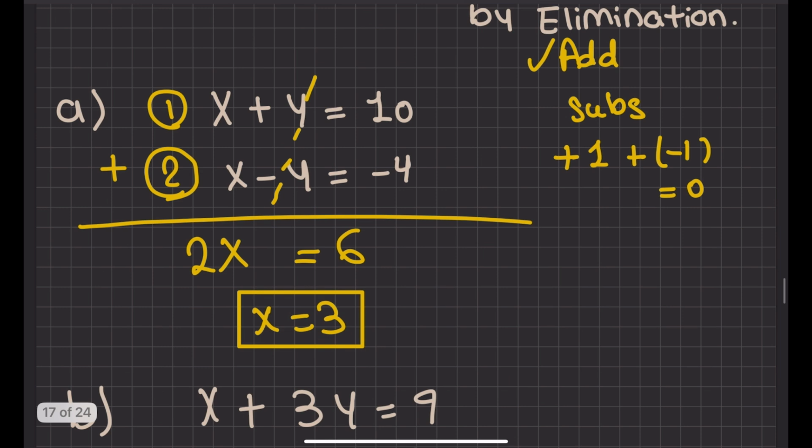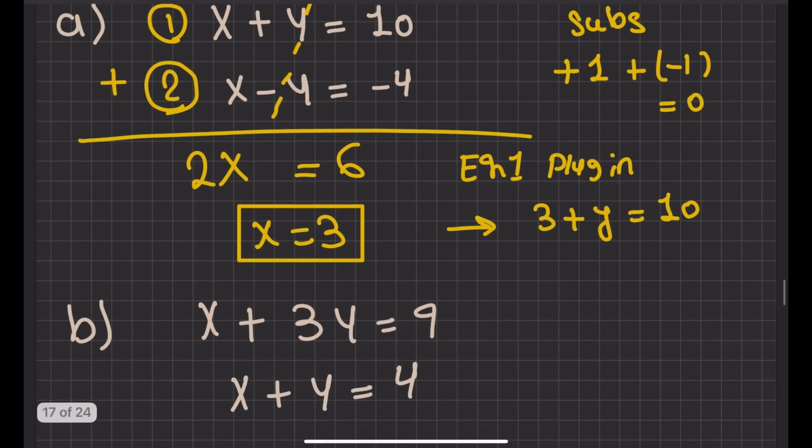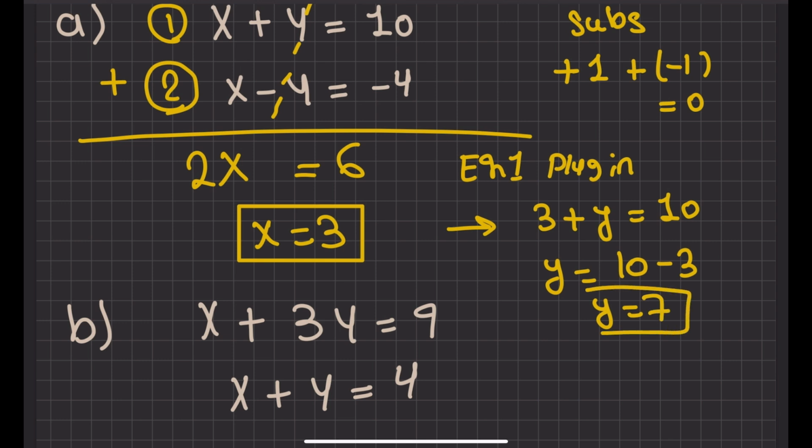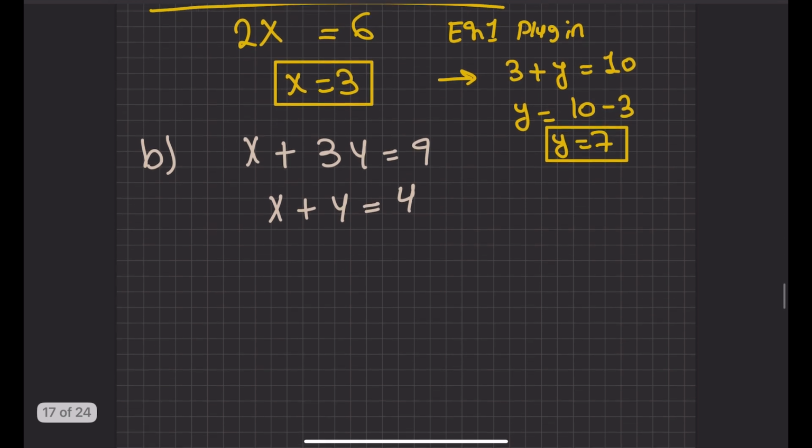In order to find y, I just have to plug x equals 3 into either the first or second equation. I'm going to use the first equation because addition is easy. So I'm going to write down equation 1, plug in, and write 3 plus y equals 10. Instead of x, I just write down 3. So y equals 10 minus 3, and y equals 7. This is the result of this system.